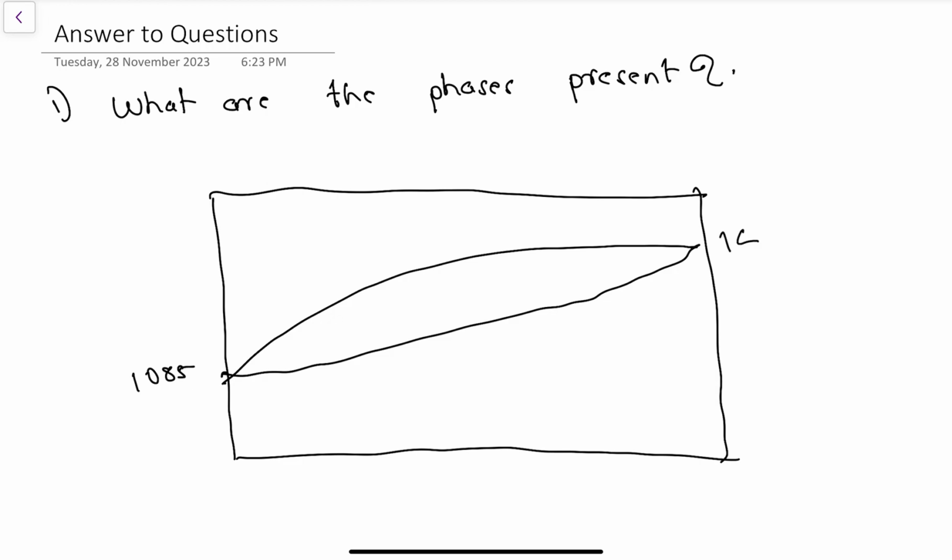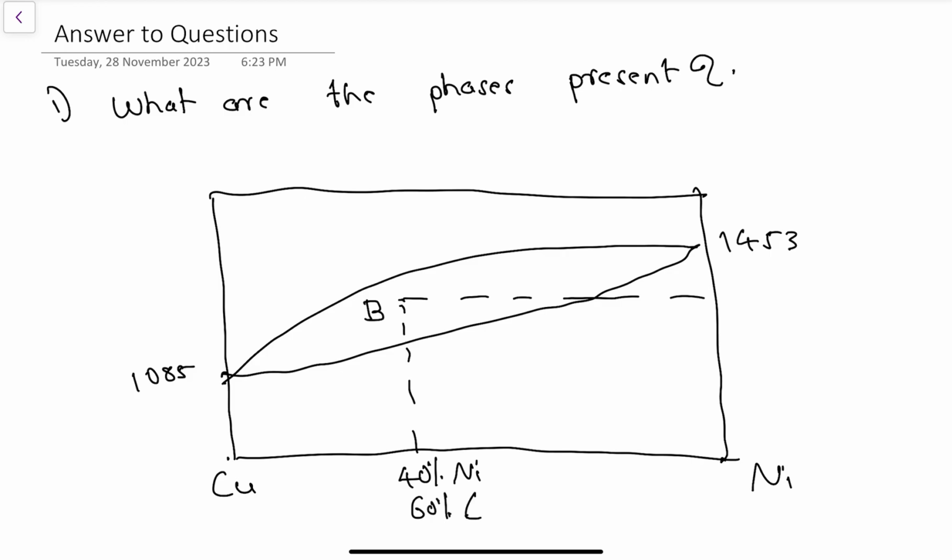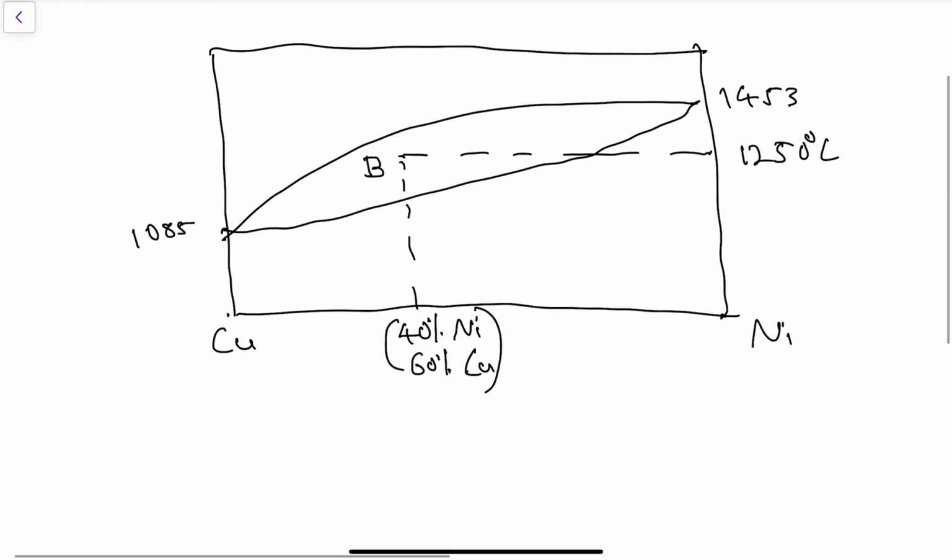1085 degrees Celsius and 1453 degrees Celsius. On the right hand you have complete nickel, on the left hand you have copper. We will select maybe, so this is the composition. Okay, let it be B. So this is our constitution point. Maybe the composition is 40 percentage nickel and 60 percentage copper. So I'm assuming that. And here let the temperature be maybe 1250 degrees Celsius. So this is the constitution point.